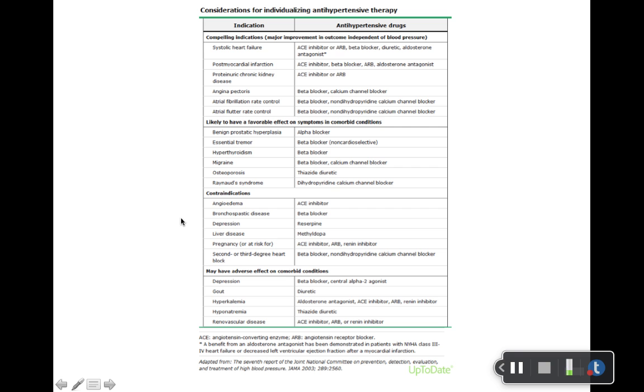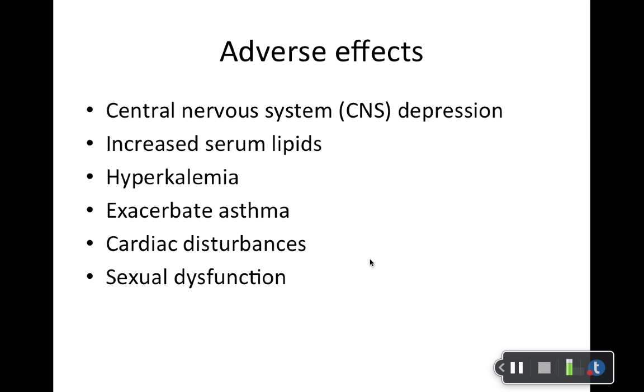So anyway, there's compelling indications. These are reasons why maybe you should start it. Likely to have a favorable effect on symptoms. So that's maybe good. Contraindications, definitely want to put a star by that. Well, put a star by the whole table, I don't want to say, but definitely make sure you pay attention to the contraindications. And then the adverse effects on comorbid conditions. Again, a lot of good stuff on this table. I put it in with the beta blockers just because it's related to the beta blockers, but this is good. You'll notice there's ACE inhibitors, there's ARBs, there's everything on here. So this is good for the whole lecture, for studying all around.